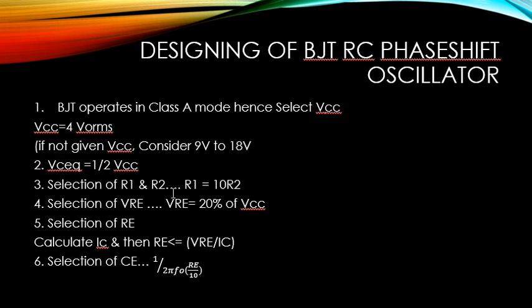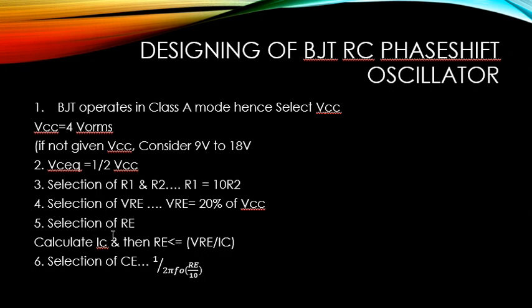Selection of R1 and R2 should follow this parameter. R1 should always be equal to 10 times R2. So VRE should be 20 percent of the VCC. It should be 20 percent. If VCC is 18, 20% of 18 should be the VRE. Once we get the value of VRE over here, we can find out the value of RE also. To calculate the value of RE, we require IC. So IC can be calculated by this expression, VRE divided by IC.